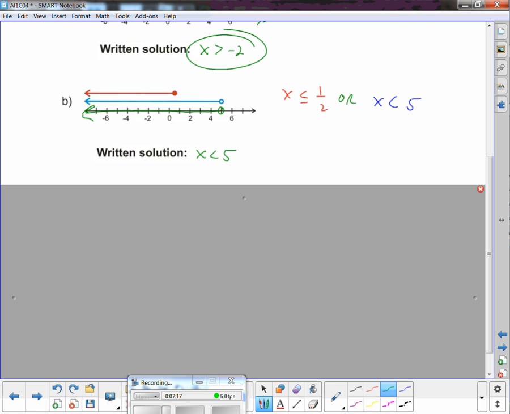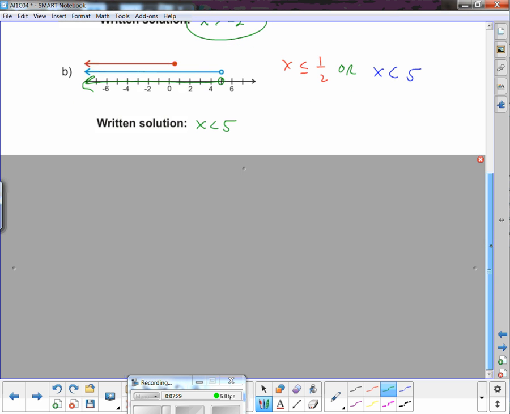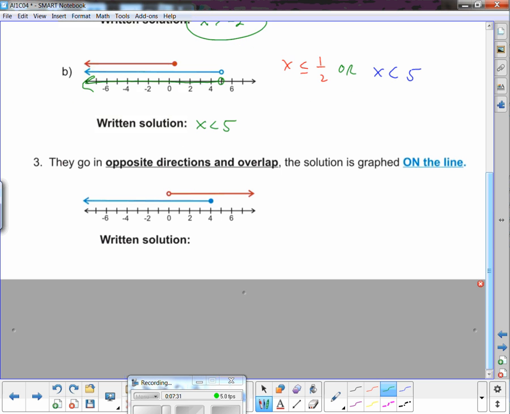How about 0? Yeah, 0 belongs to both. How about -1? Yeah. So 1 or both. If it belongs to 1 or both, it's part of the solution. Any value less than 5. That's when they go in the same direction. Let's do opposite directions, and they overlap.